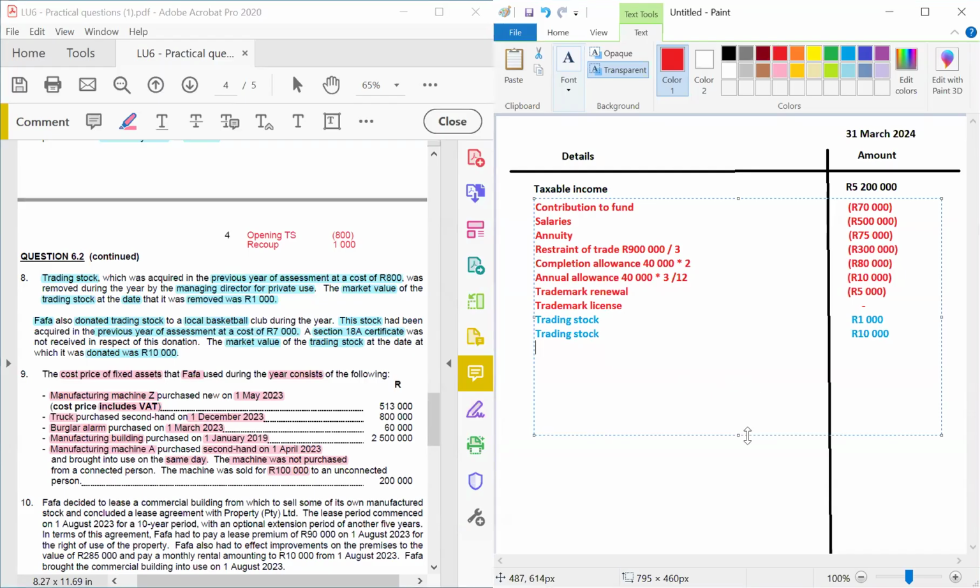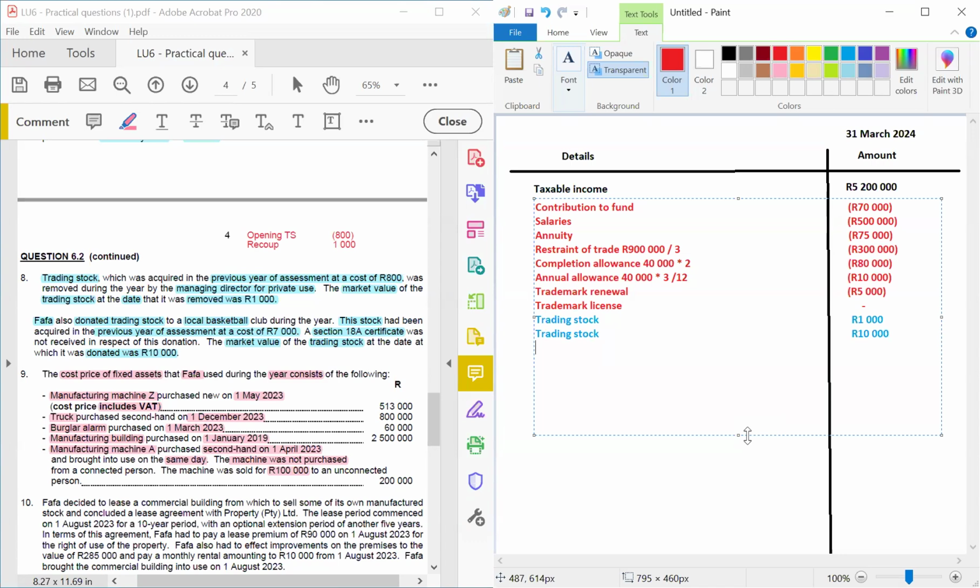So now we are going to apply each one separately. Right? So the first one that I'm going to start with is the manufacturing machine. Now, with regards to the manufacturing machine, there are things that I need to be aware of, right? So I am going to tell you guys just a brief view about section 12C.